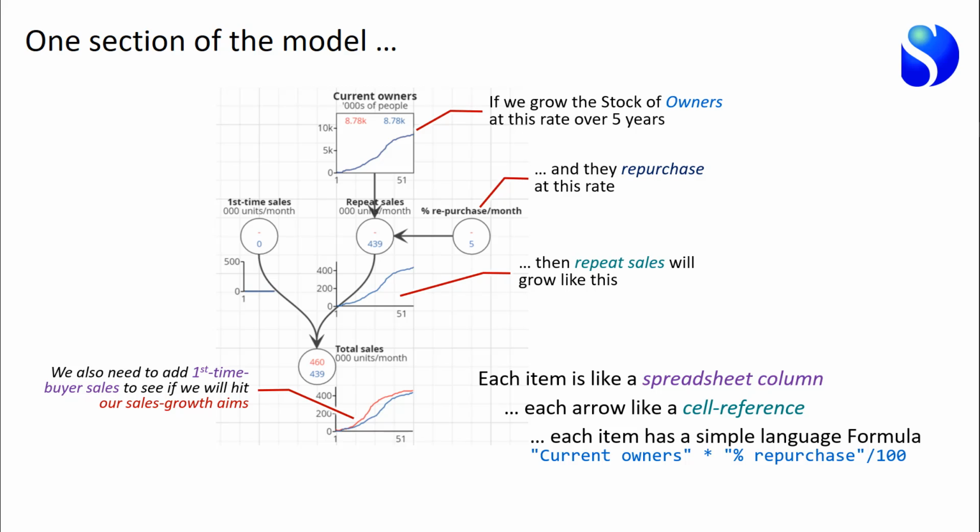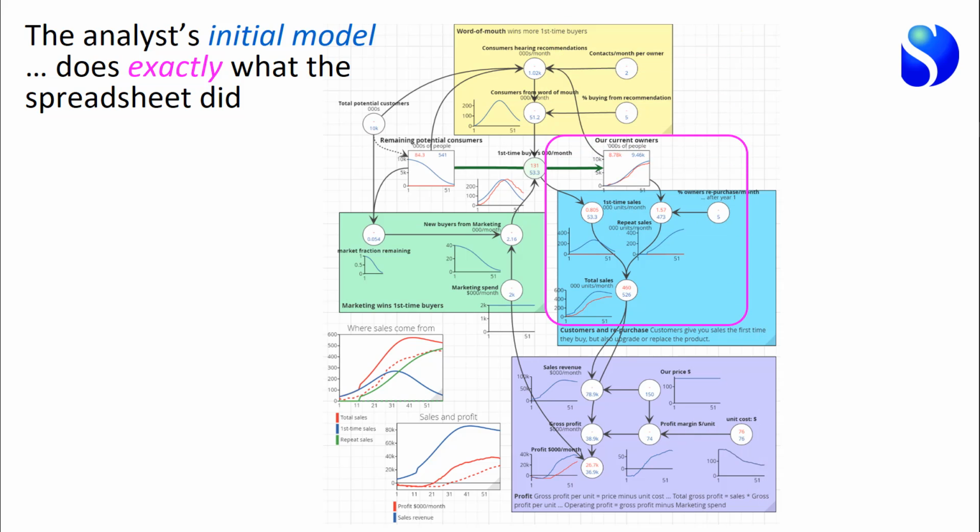It's not $1.24 multiplied by $C, $4 divided by 100 or anything mysterious like that. It is a simple language formula. So this analyst's initial model does exactly what the spreadsheet did.